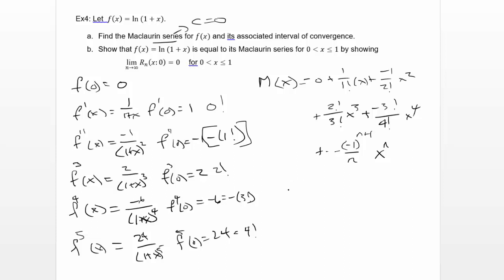So in sigma notation, I think this is saying that this Maclaurin polynomial is the sum from n equals 1 to infinity of minus 1 to the n plus 1, over n, times x to the n.